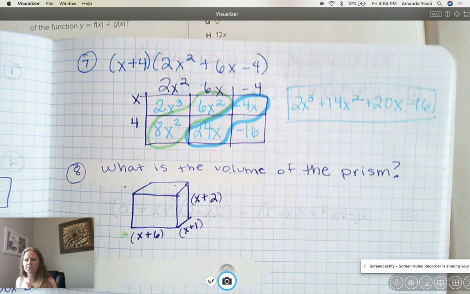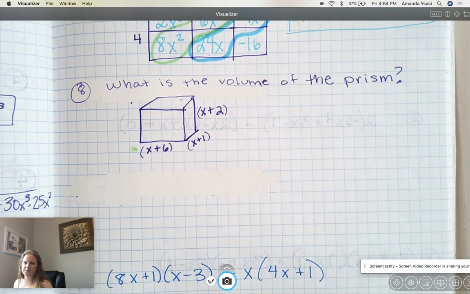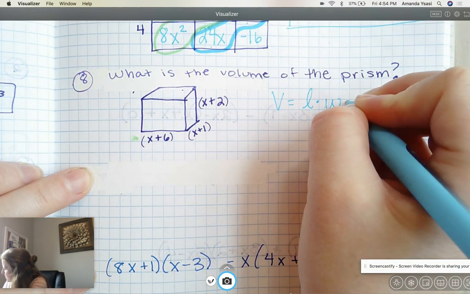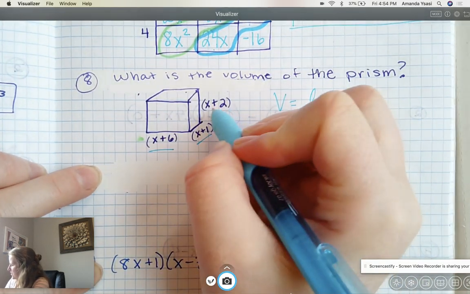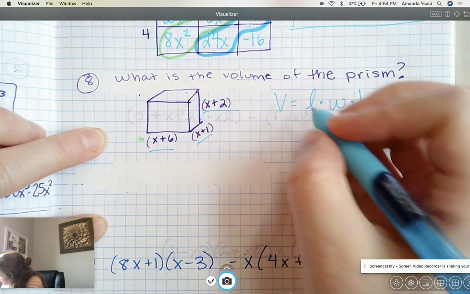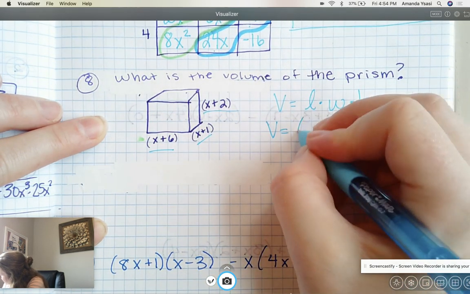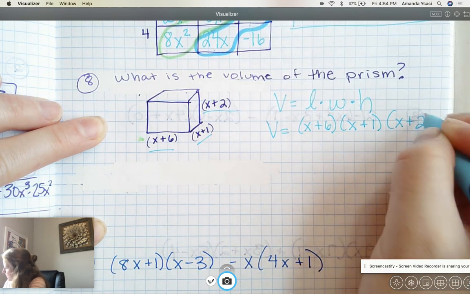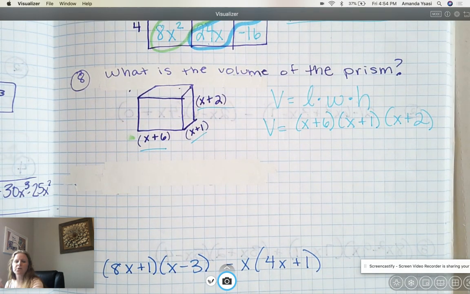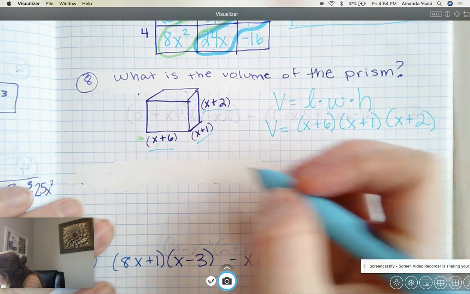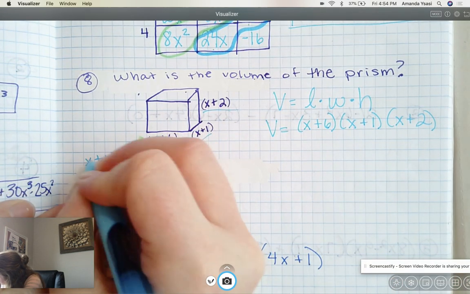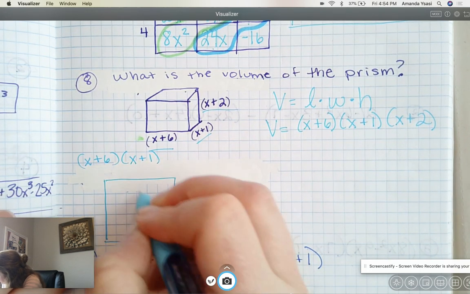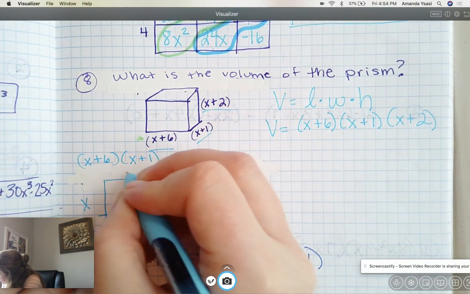Okay, number 8 says, what is the volume of the prism? To do the volume of a prism, it is length times width times height. So it would be this times this times this. So volume equals x plus 6 times x plus 1 times x plus 2. So you need to multiply 2 together and then multiply the next one. So x plus 6, I'm going to do this over here. Okay, so x plus 6, x plus 1.